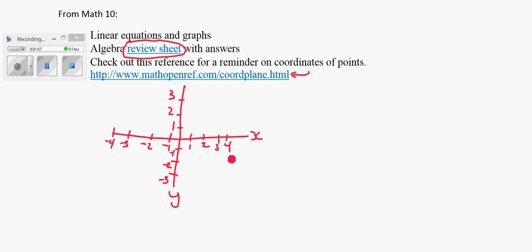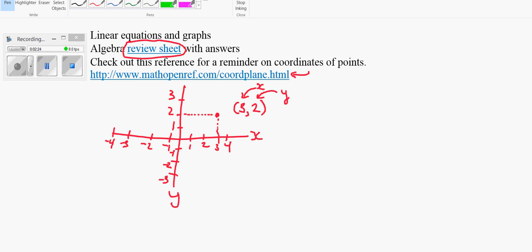And any time that we put a point on this graph, it's going to have two coordinates, one x-coordinate and one y-coordinate. So for example, if I put my point right here, its x-coordinate is 3, and its y-coordinate is 2. And this is the way that we always write points. So we put the x-coordinate first and the y-coordinate next.